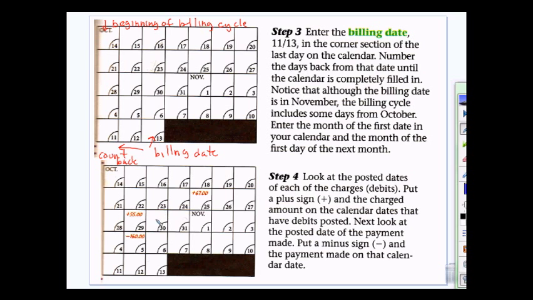So this is where the statement is changing. Your balance changes every time you purchase or pay. So these are the dates where those changes occurred.